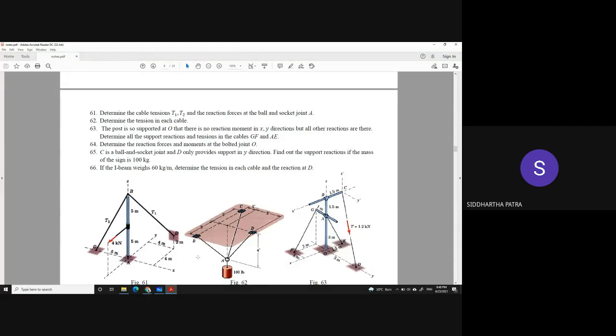But my question is, you have 5 unknowns to solve for, and you have 6 equations of equilibrium. How is that justified?